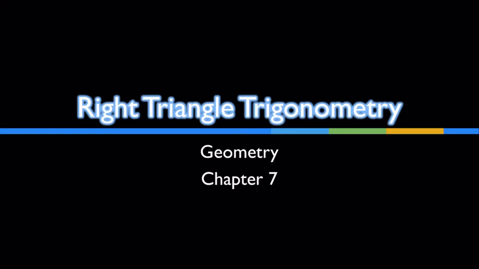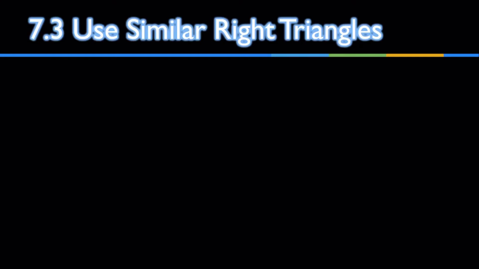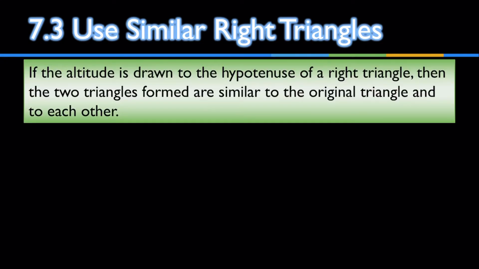Chapter 7, Right Triangle Trigonometry. Lesson 7.3. Use similar right triangles. If the altitude is drawn to the hypotenuse of a right triangle, then the two triangles formed are similar to the original triangle and to each other.